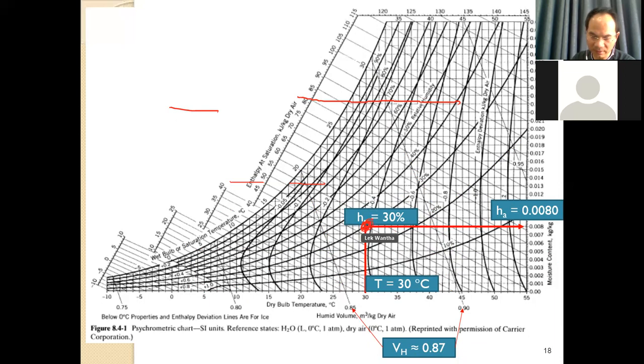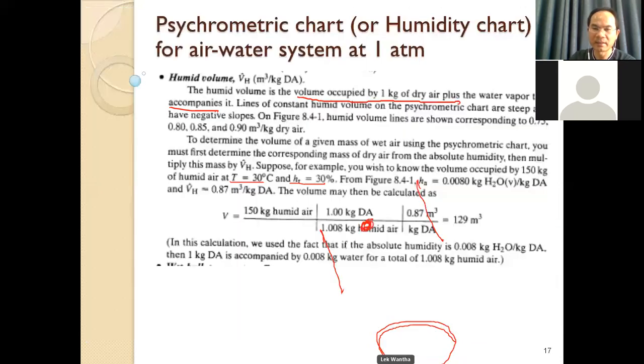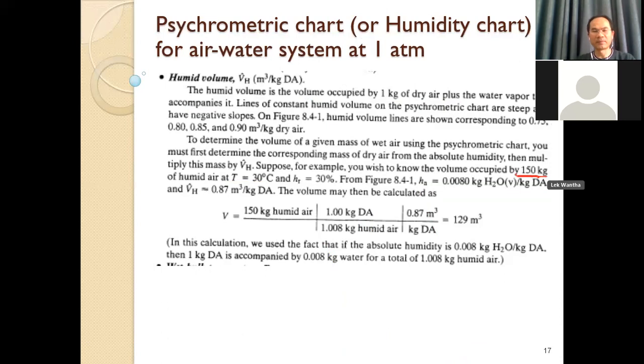This point is between this line and this line, between 0.85 and 0.9. You get the humid volume is approximately 0.87. From this data, if you know the amount of humid air is 150 kilograms, you can calculate the volume of the air.